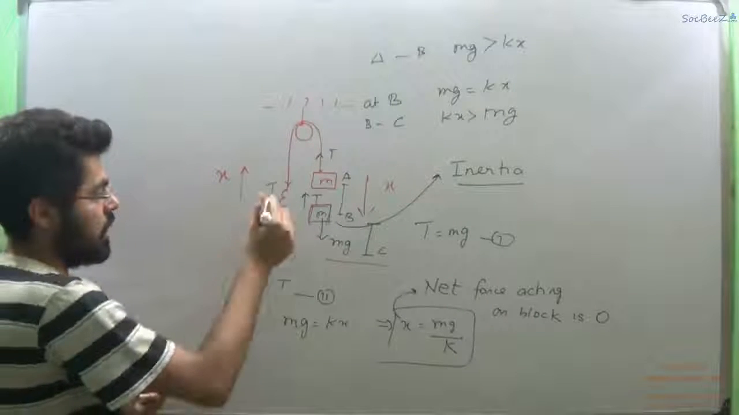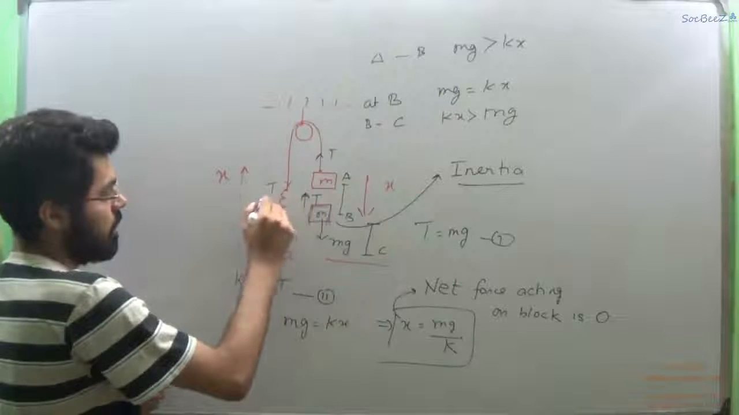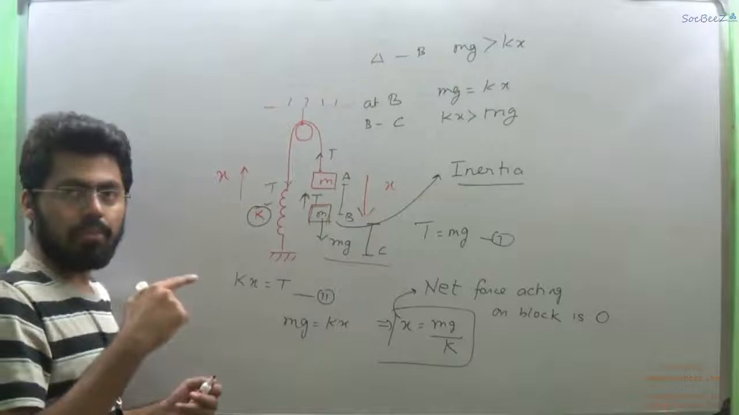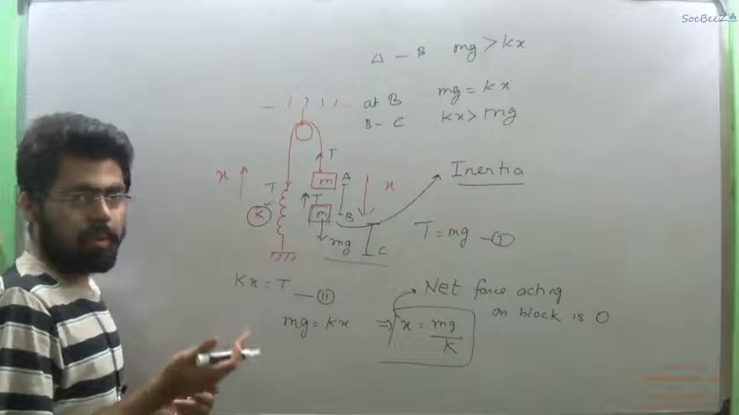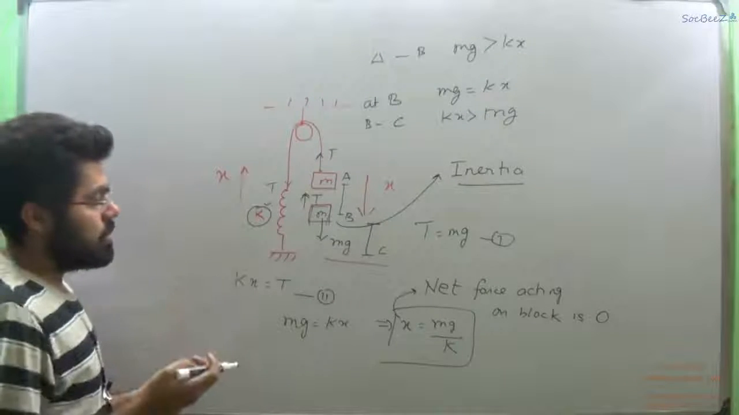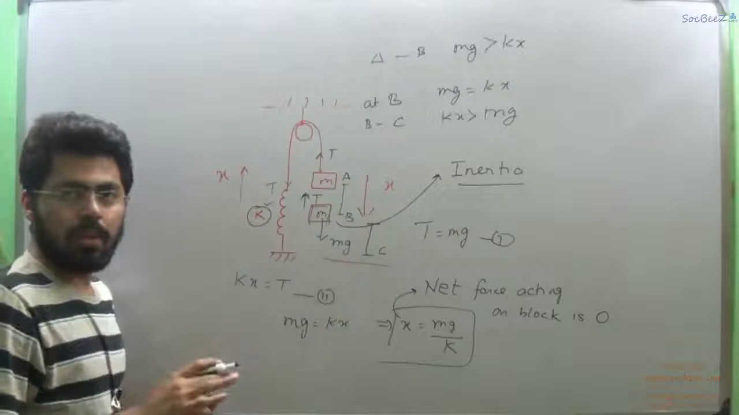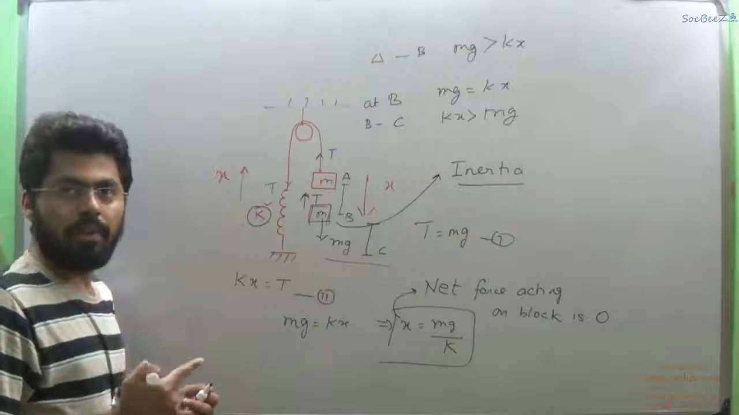But during B to C, it will start decelerating, because the tension, that is because of kx, is higher than mg. So it is increasing every time and it will overcome mg, and at a point of time this block will stop, because it keeps on decelerating.